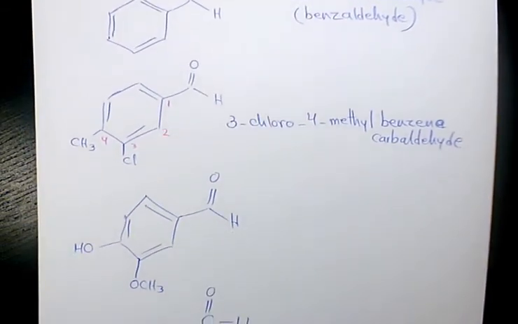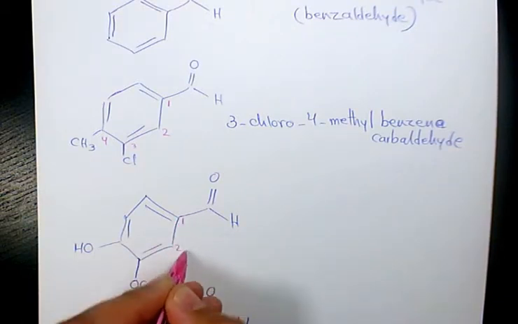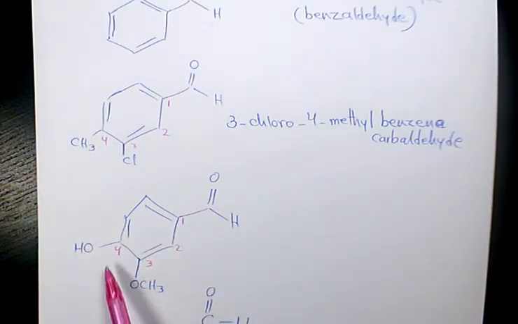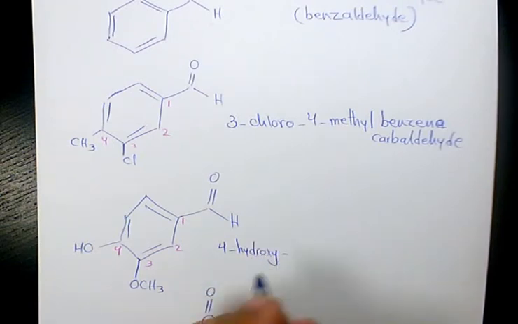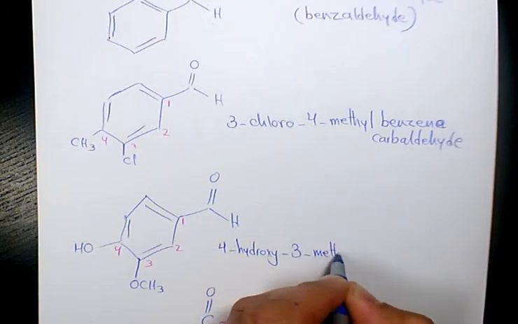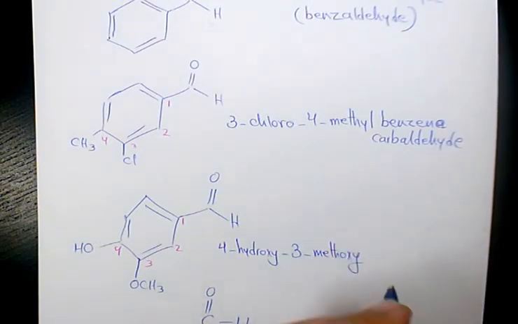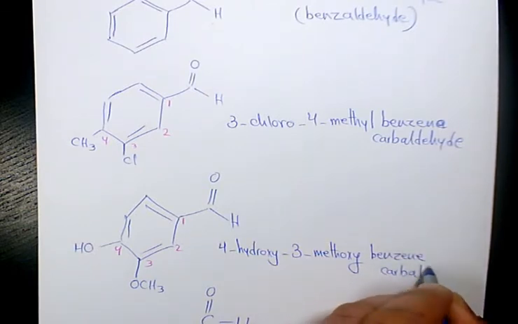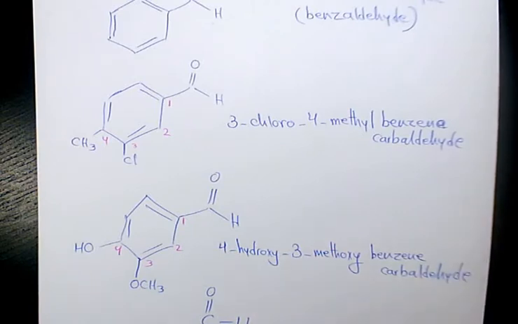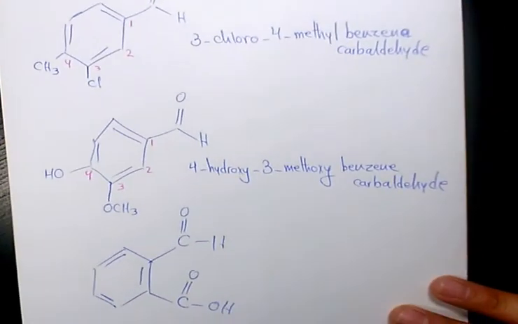Next one, it's very similar. 1, 2, 3, 4. Here we have a hydroxy group, and here we have an ether. Ether is going to be methoxy, so M and H, this comes first. So we have 4 hydroxy, 3 methoxy, benzene carbaldehyde. Or we can say 4 hydroxy, 3 methoxy, benzaldehyde. Next one.